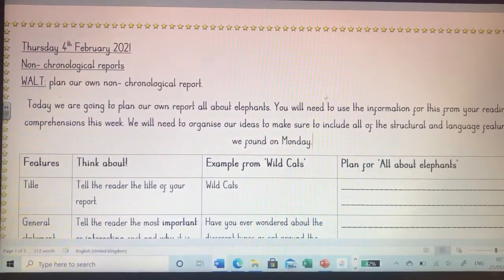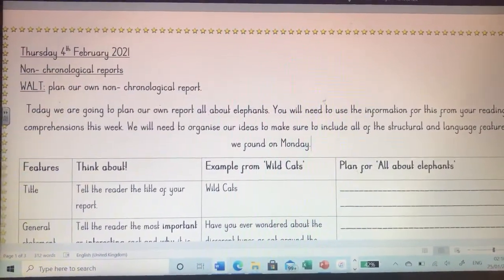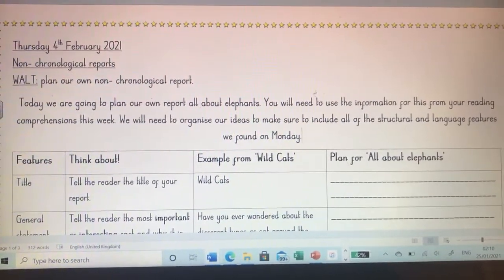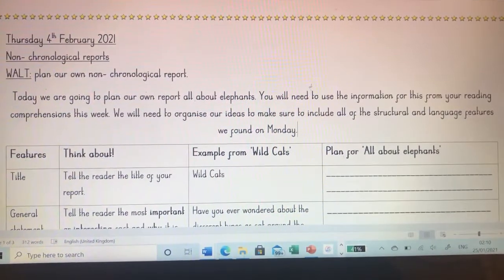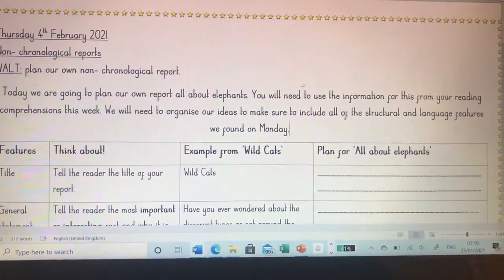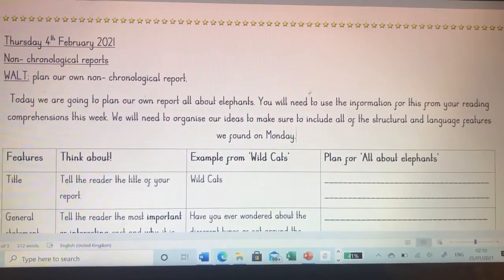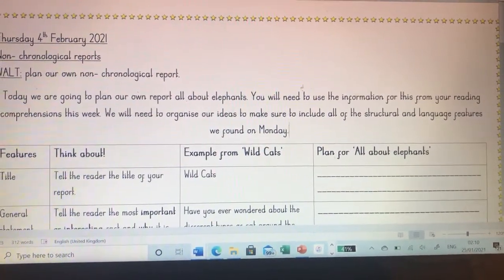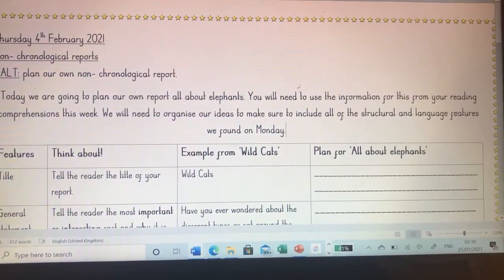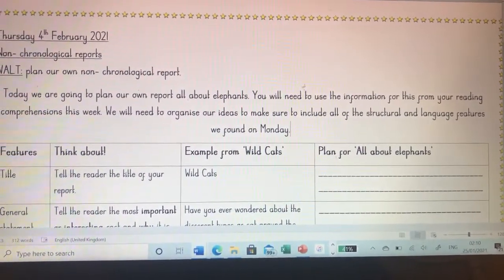Today we're going to be planning our own non-chronological report. You will need to make sure you use all the information from our elephant comprehension that we've done earlier in our reading activity. It might help you to have that next to you as you're planning today, to help you draw on ideas, and also to have your summary sheet for all about elephants.